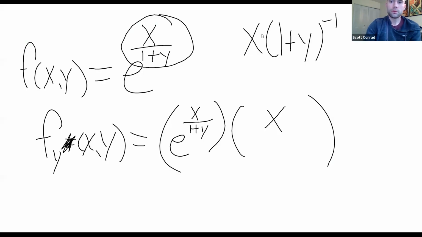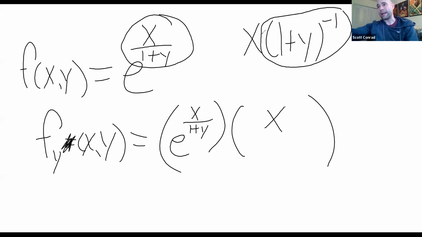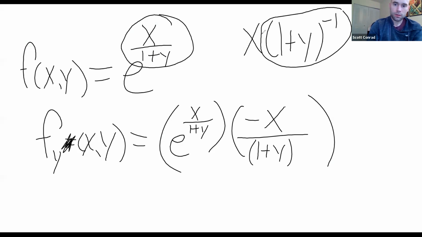So this x hangs around because it's a constant. 1 plus y to the negative 1 becomes negative 1 plus y to the negative 2, which is negative 1 over 1 plus y squared. And so yeah, this is e to the x over 1 plus y times negative x over 1 plus y squared. Exactly.